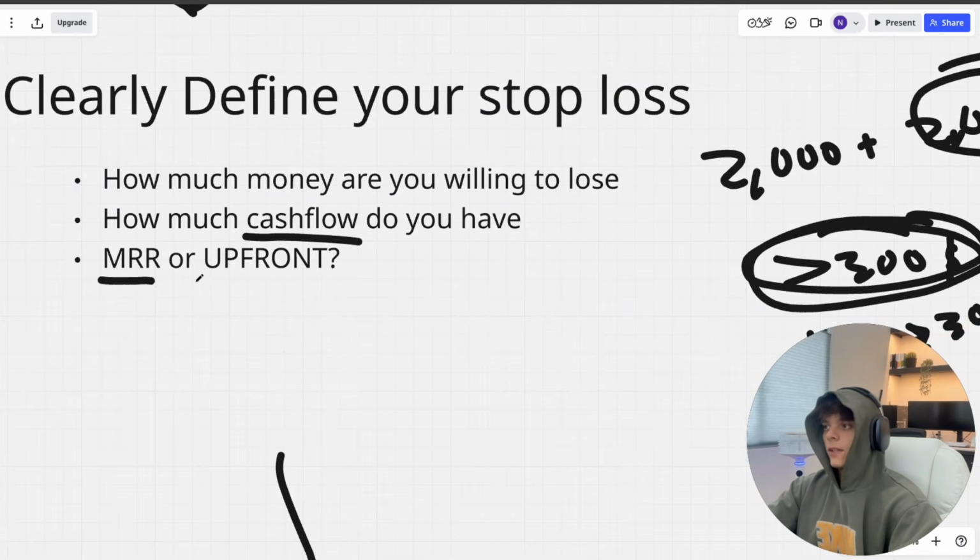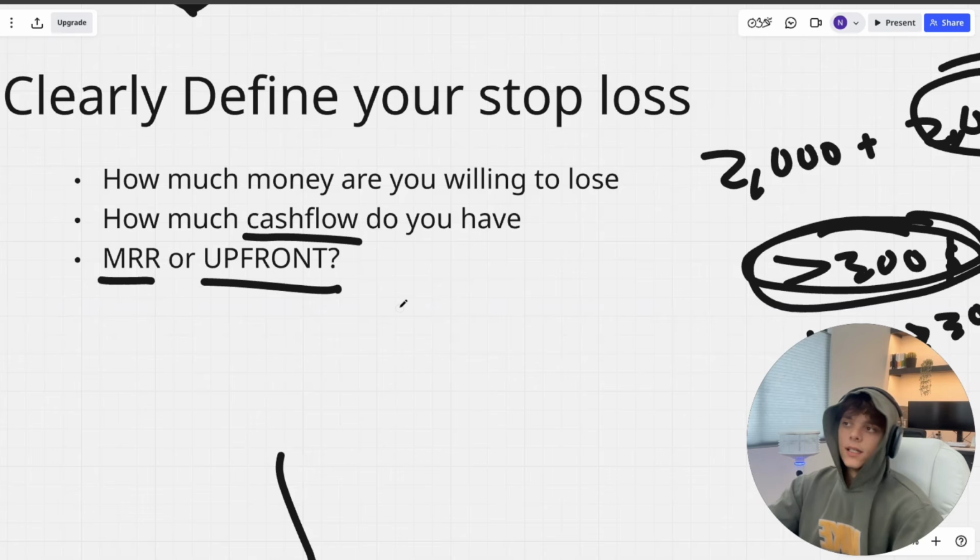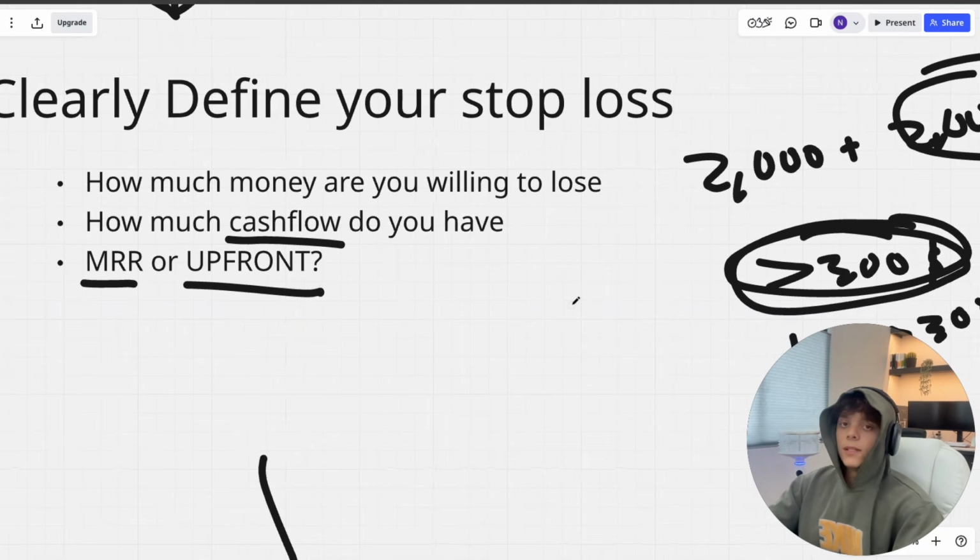And then also you've got to understand, are you doing MRR or up-front product? Because these are both different games. MRR, you're playing the long game. You're trying to get subscriptions in and profit on month 2, month 3. Whereas up front, you need to be profitable day 1.